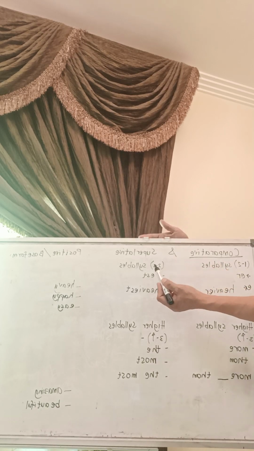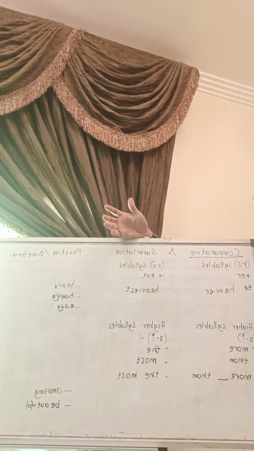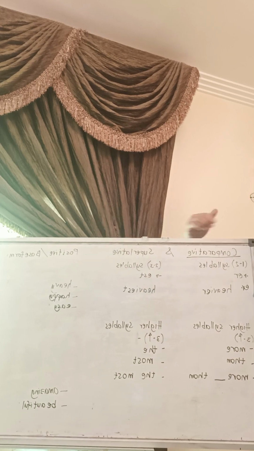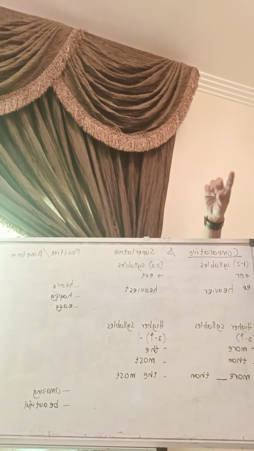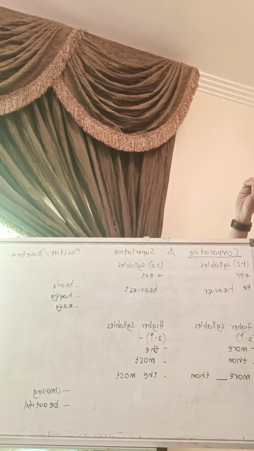But if you are doing superlative adjectives, what is the first rule? It should be 2 or 3 syllables. If you have 2 to 3 syllables, what will you do? Add EST. Very good. Okay, I'll give an example.